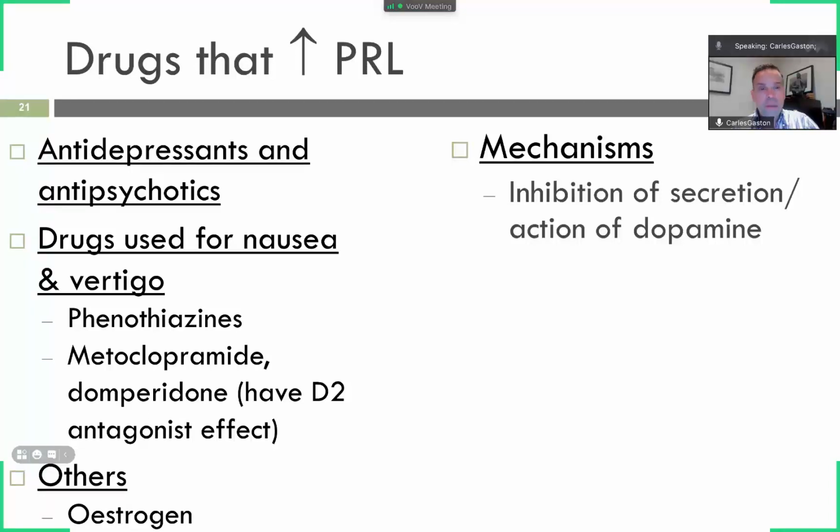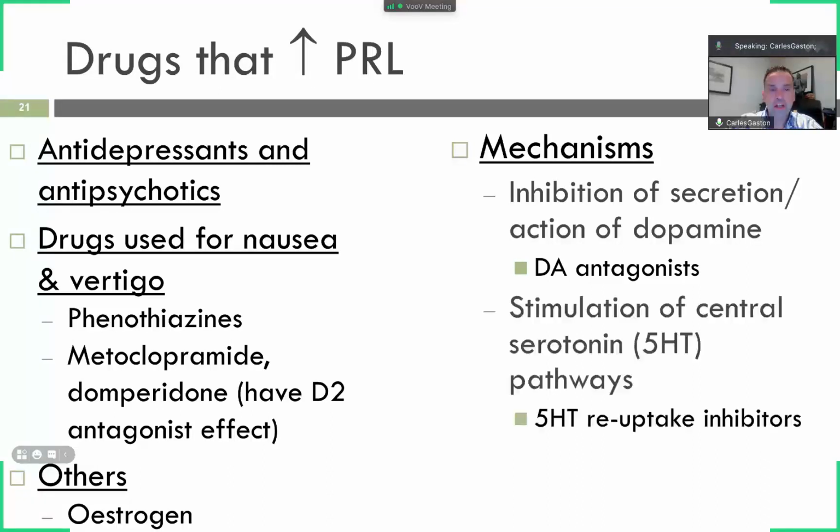So the mechanism is inhibition of the secretion action of dopamine, right? Because dopamine is the inhibitory factor of prolactin. So if we go back to the presentation that we did yesterday, you're going to see that prolactin is in constant inhibition by dopamine. So: dopamine antagonists, stimulation of the central serotonin pathway, and reuptake inhibitors.